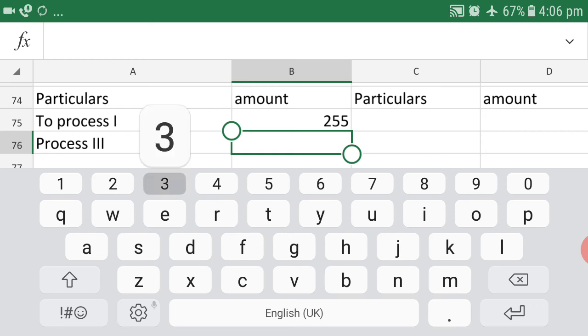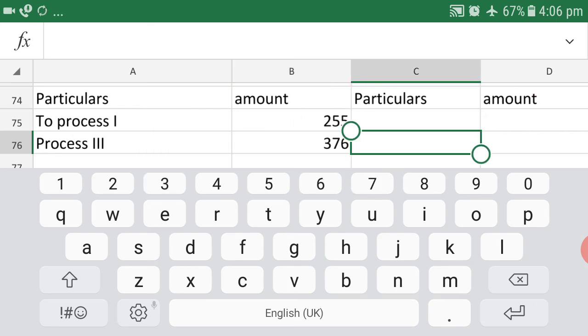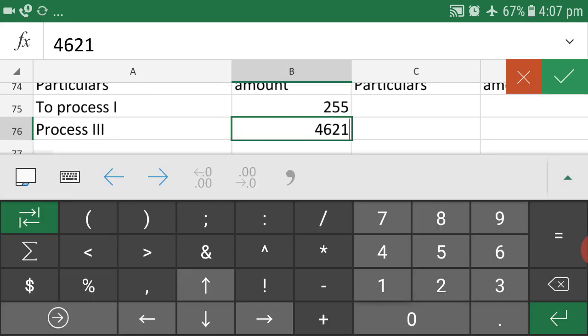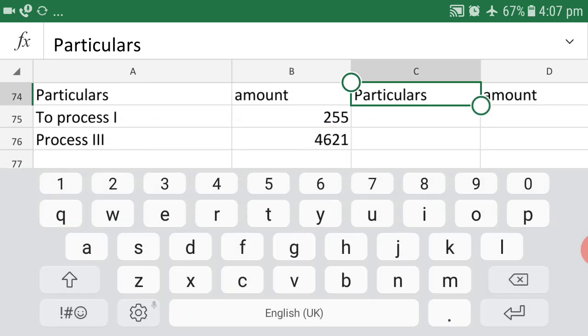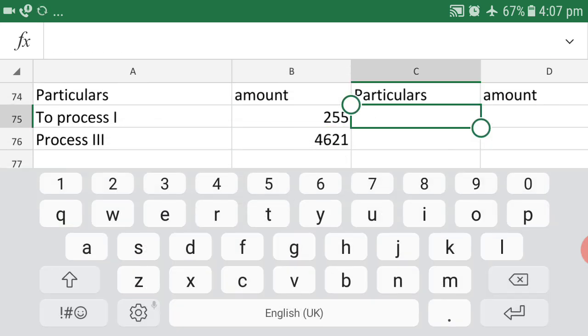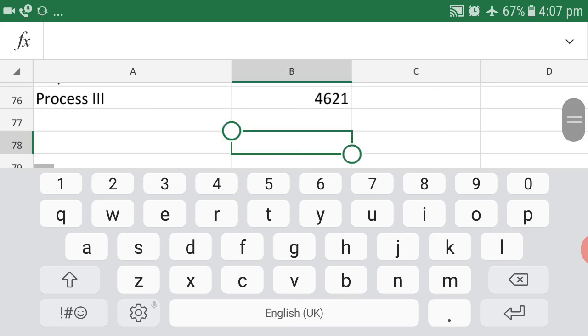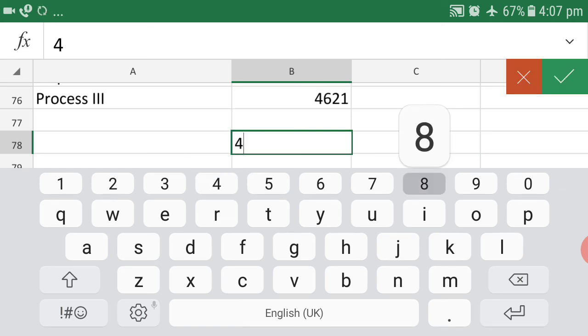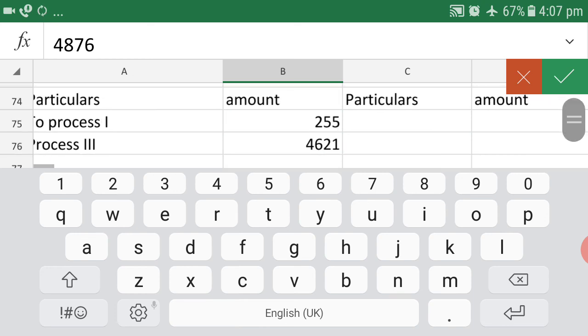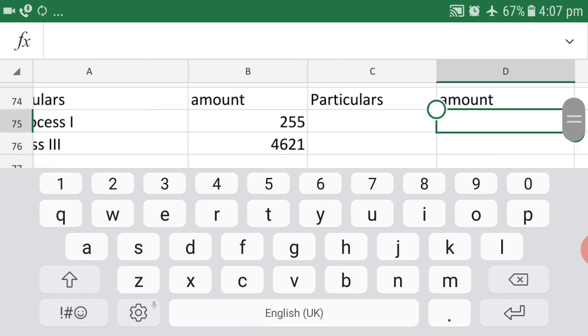Figure 376. Sorry, 4,621. So abnormal loss is over. Let's finalize this table. Debit side is having a total of 4,876. Same we need to show on the credit side for totaling, for tallying this table.